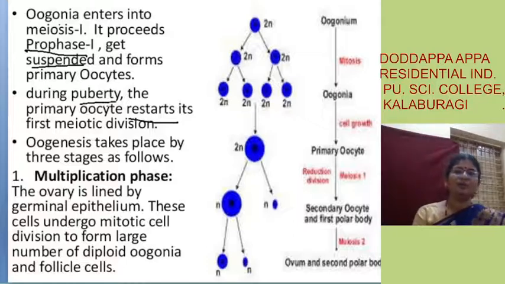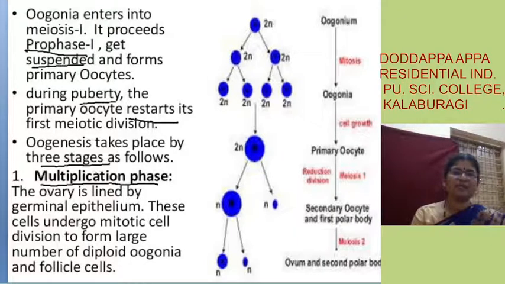Fine. Oogenesis takes place in 3 stages, you can say: the multiplication phase, growth phase and maturation phase. Fine. Here it is not shown. Okay, here it is shown like this. Mitosis, cell growth phase, and maturation is shown in the form of division. Okay, next we have got.